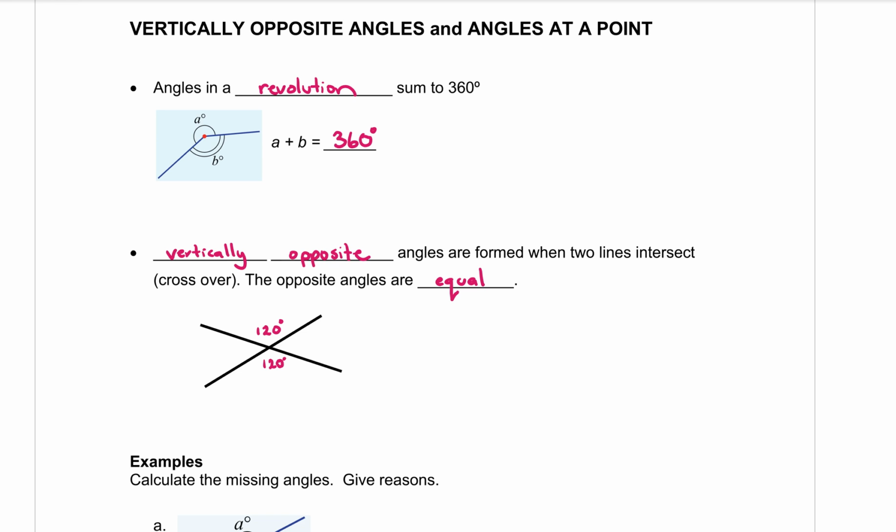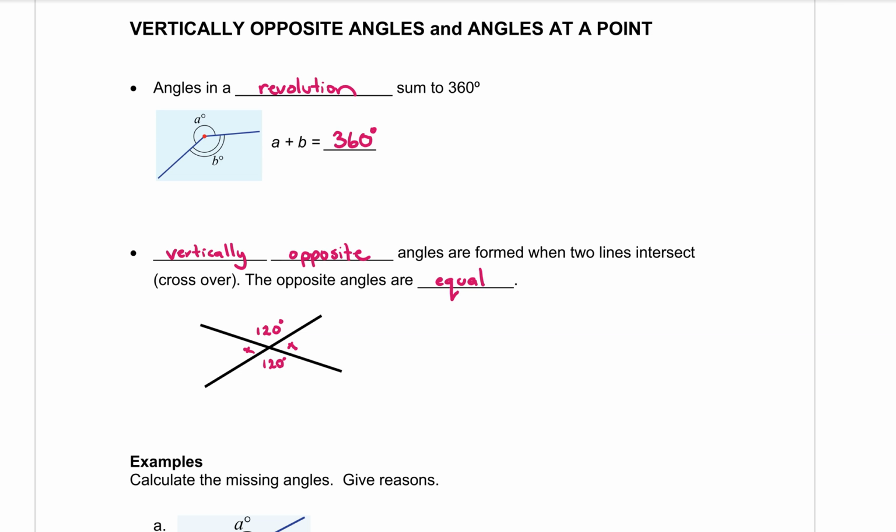Now, sometimes an angle won't be marked in there. Sometimes we might have a symbol in there, so maybe a little cross. If that one has a cross, then the one straight across from it would also have to be the same size, and we would mark them with the same markings.